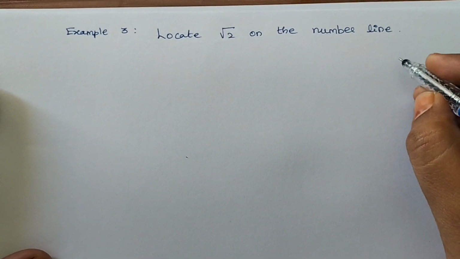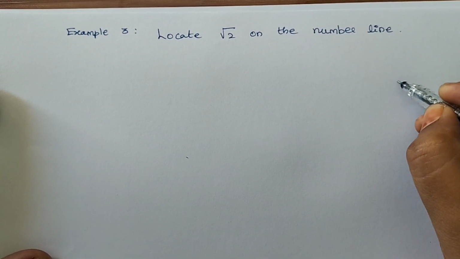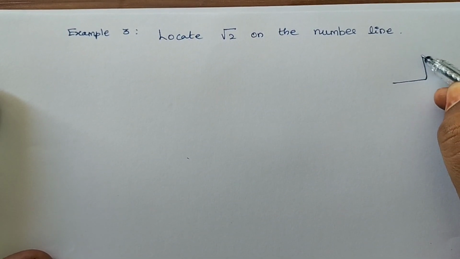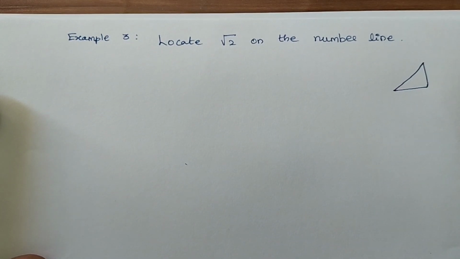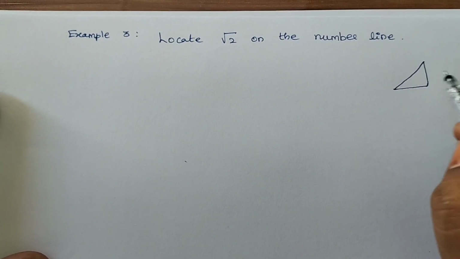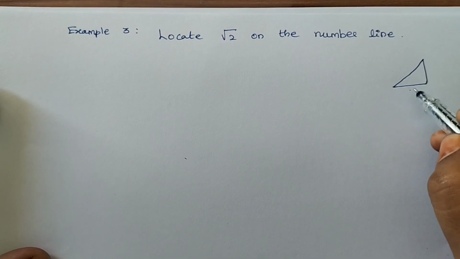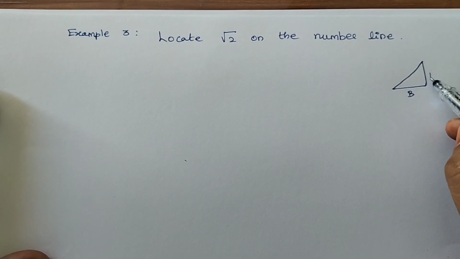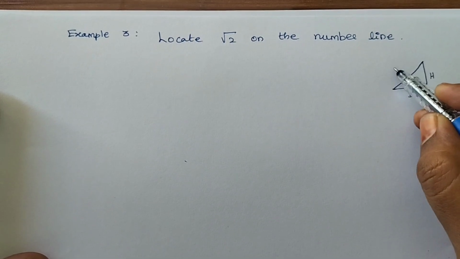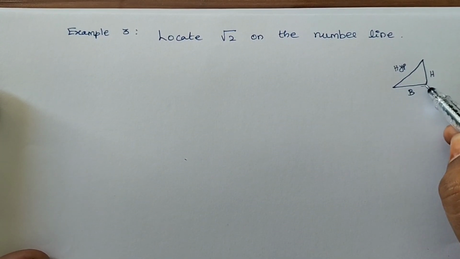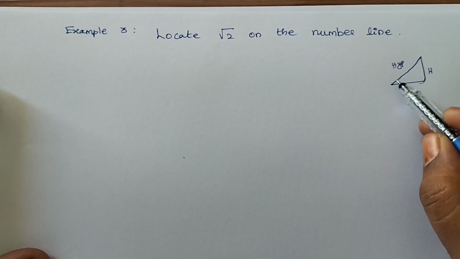According to the Pythagoras theorem, whenever we have base as well as height, we have to consider the right angle triangle. This is a right angle triangle where we have base here, height here, and this one is the hypotenuse. Or another way we can say that it is adjacent side, opposite side, and hypotenuse.